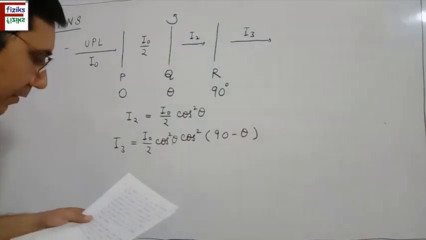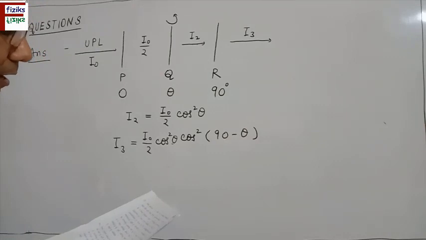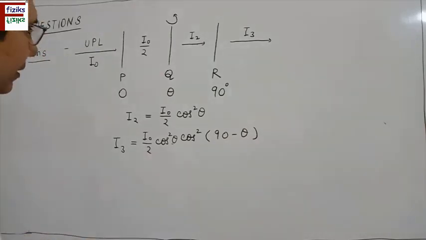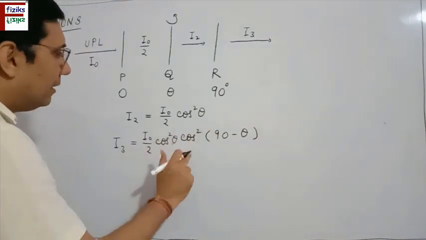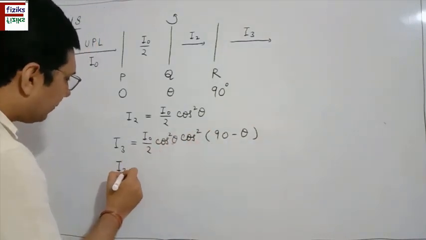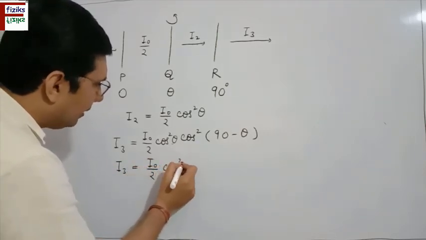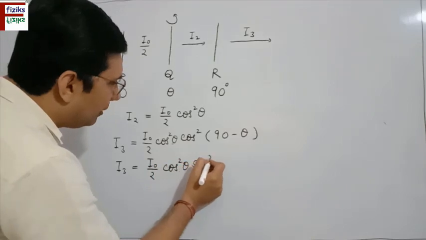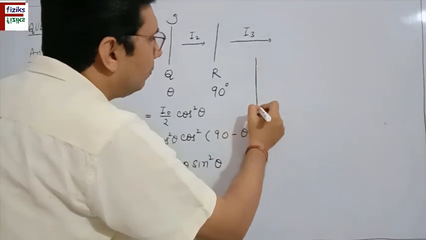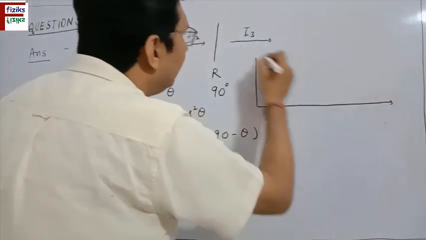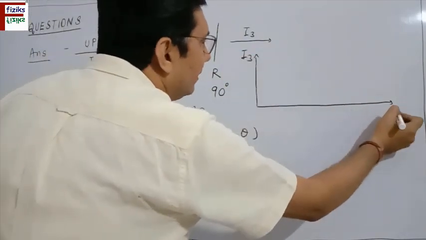In the question they are asking us to plot the intensity of light coming out of R as a function of angle of rotation. So cos(90 minus theta) will be sin theta. So I3 will become I naught by 2 cos square theta sin square theta. So what we have to plot is the intensity I3 as a function of theta.